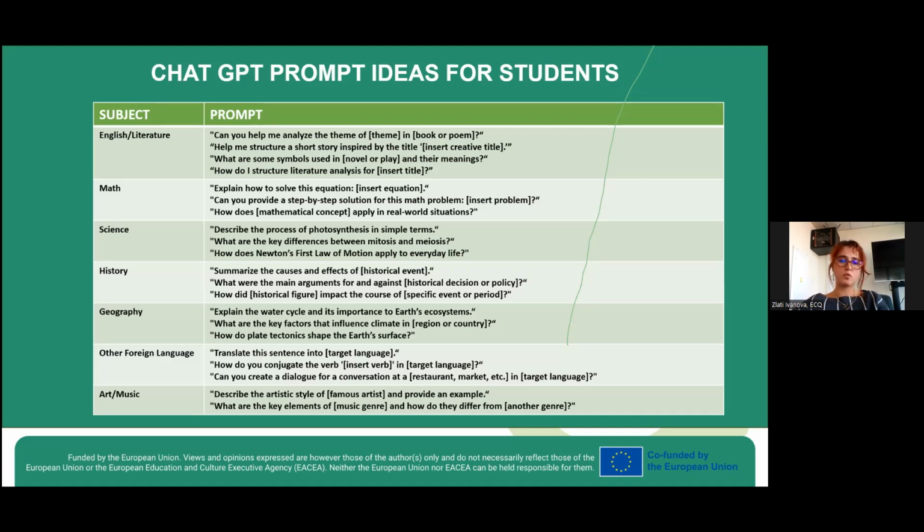Geography, you can apply prompts to explain certain processes, the water cycle, let's say, or some key factors that influence climate in your country. For foreign languages, it can translate sentences, it can create vocabularies, it can help you have dialogue. Actually, ChatGPT can help you have a conversation with them and then assess how well you're doing, which is pretty impressive. For art and music, they can use ChatGPT to describe a certain style or a certain artist, or the key elements for a certain music genre, etc., etc.